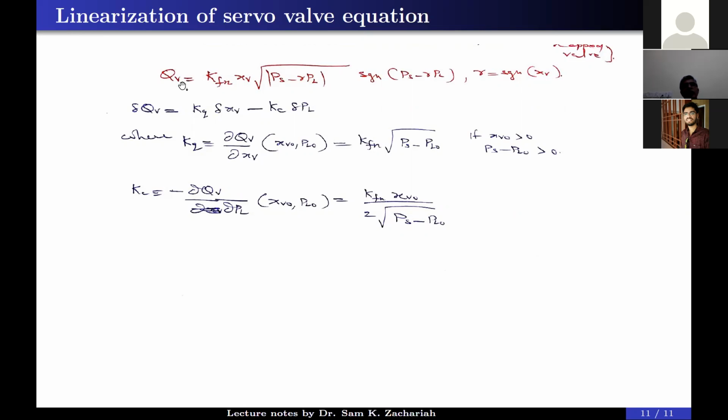If you increase XV, QV will increase. If you increase PL, QV will decrease, because of this negative sign. So to make the influence of delta XV and delta PL clearer, we have defined Kc itself as minus the partial derivative of QV with respect to PL. We get this equation and we can solve. So this is all about that explanation. Any doubts on this?